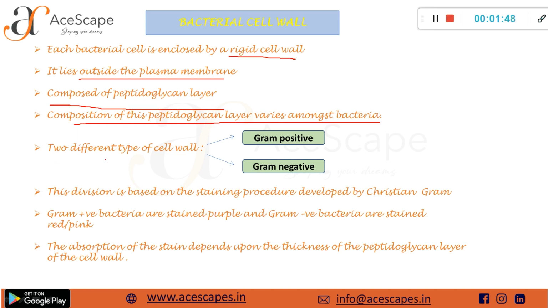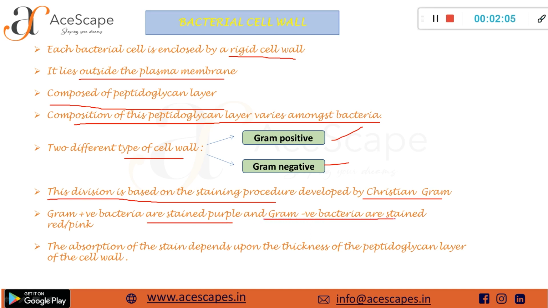There are two different types of cell wall: one is gram positive and one is gram negative. This division is based on the staining procedure developed by Christian Gram. Gram positive bacteria are stained purple and gram negative bacteria are stained red or pink. This staining is done on the basis of absorption of the stain, and it depends upon the thickness of the peptidoglycan layer of the cell wall.